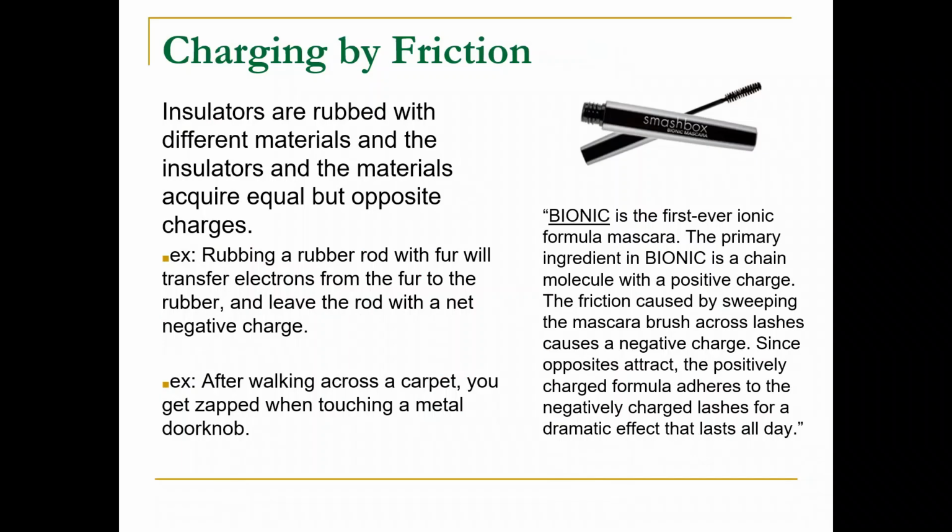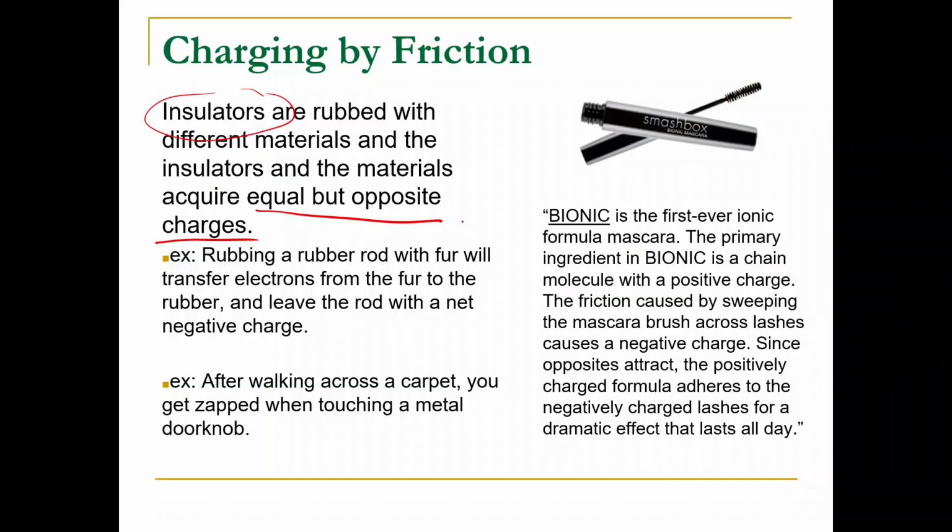So starting with friction, what happens with friction is that insulators can be rubbed against each other. So charging by friction is going to work for insulators. And what's going to happen is one object becomes negatively charged and the other object becomes positively charged, and they have to acquire equal but opposite charges. And that's because of conservation of charge.